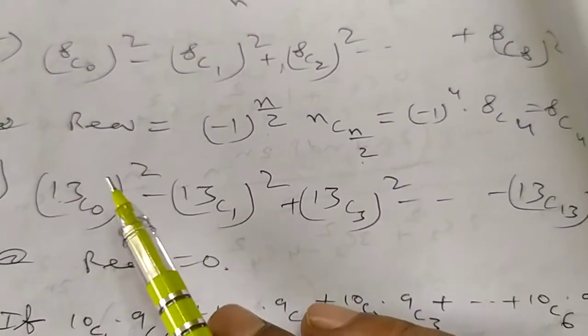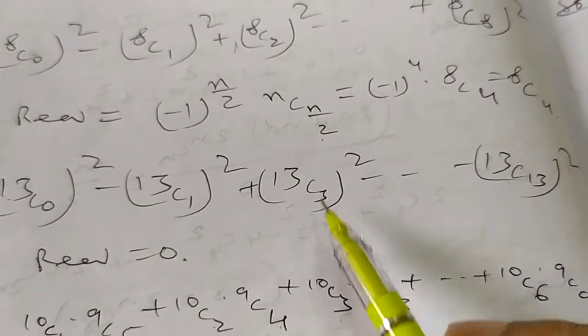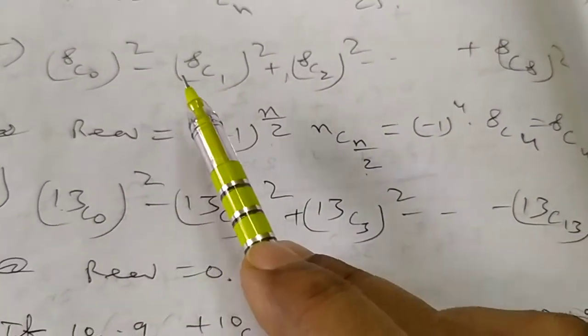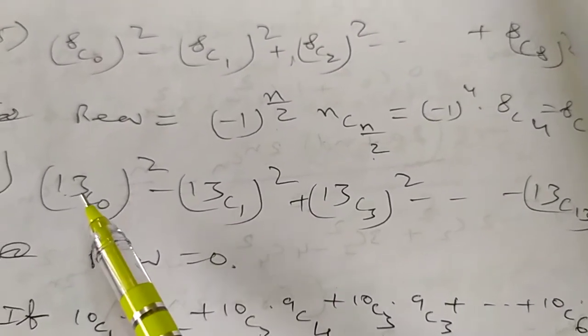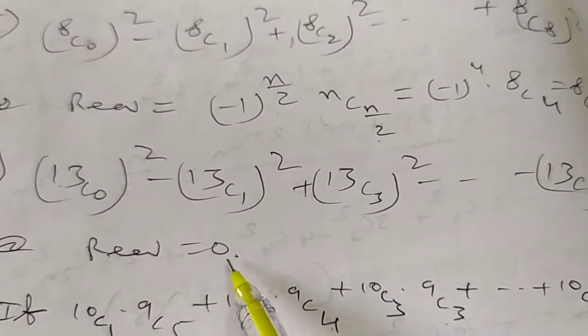Next is the same: 30C0 square minus 13C1 square plus 30C3 square and so on. Same formula, but in the place of n there is 13, an odd number. So when n is odd, that value is 0, the second case.